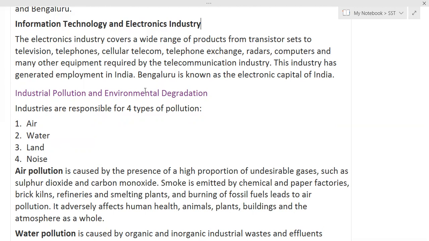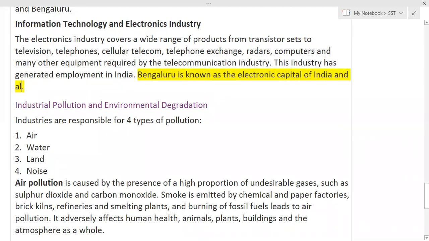Bangalore is known as the electronic capital of India and also the Silicon Valley of India. Let me write, and also the Silicon Valley of India.